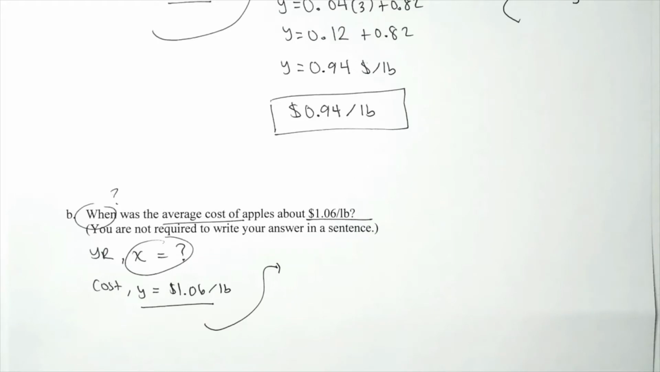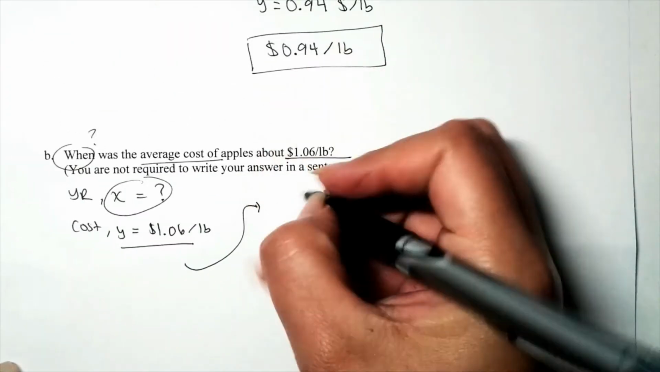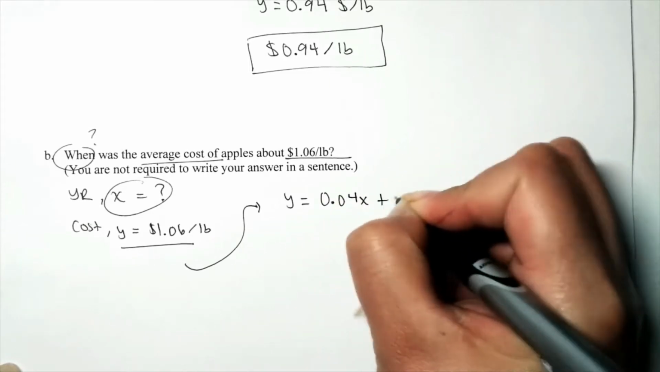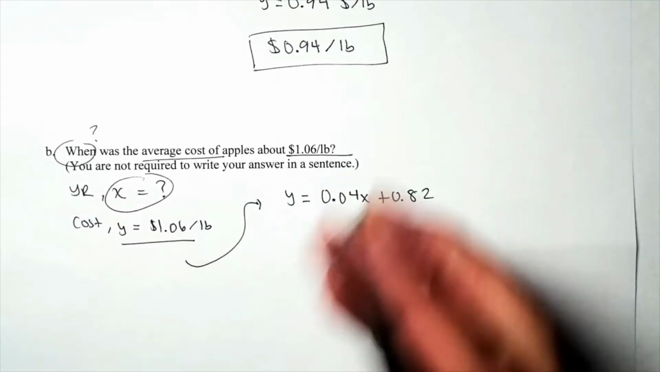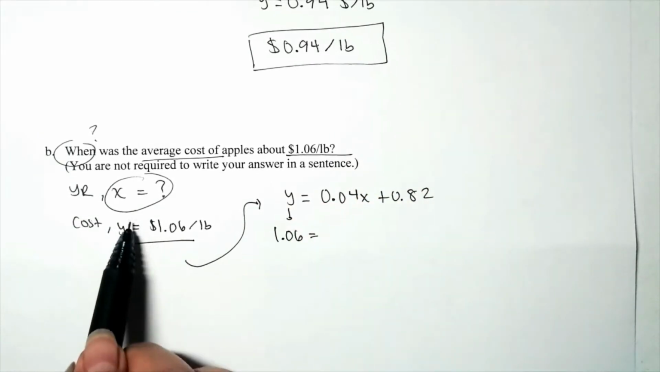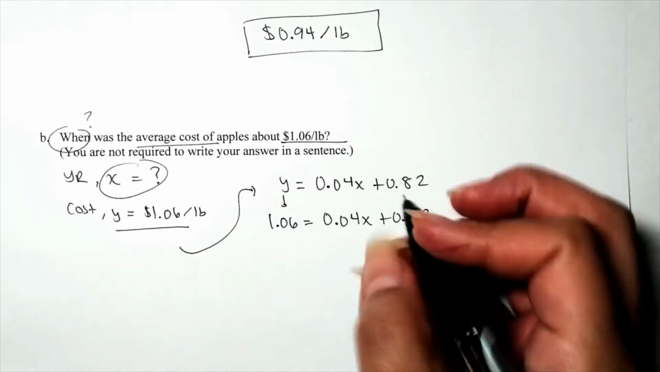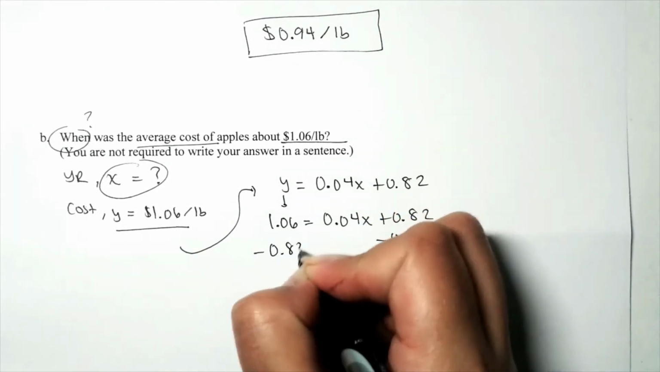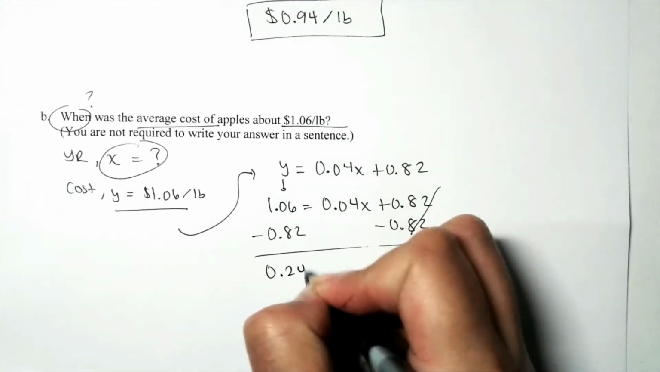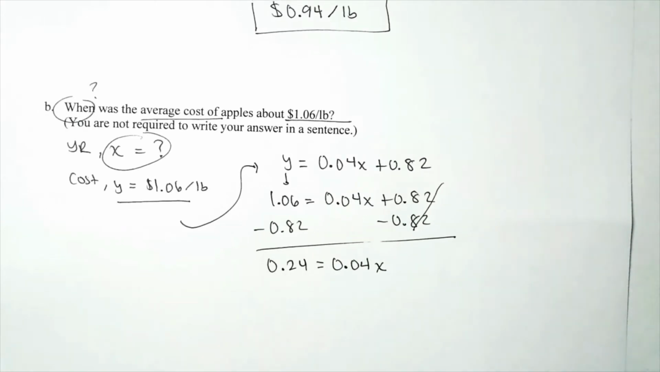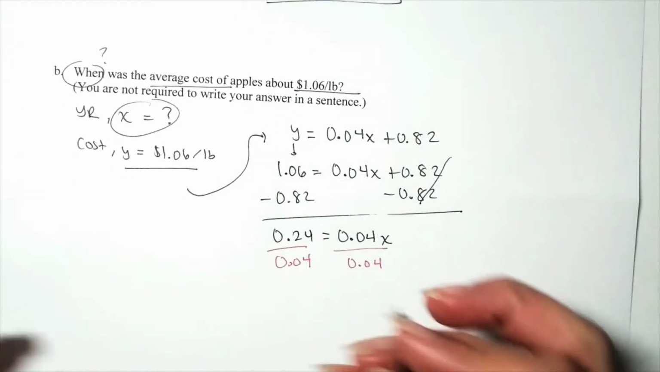You answer however you like. I'm very mechanical, so if there's an equation, I'm going to attack it. Start off with the equation, which is y equals 0.04x plus 0.82. Plug in what we can and then solve for what we need to. So we're going to substitute 1.06 for y, and then we're going to solve for x. Bring down the rest of the equation. To isolate the variable term, let's subtract 82 cents from both sides. The difference of $1.06 and 82 cents should give us 24 cents. To finish it off, let's divide both sides by 0.04. The quotient on the left should give us 6.